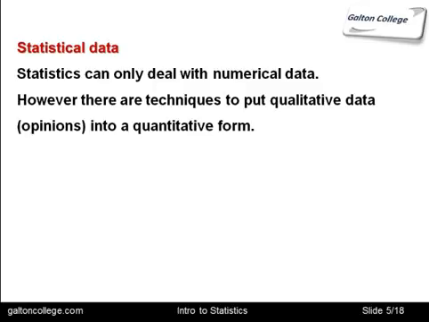Statistical data. Statistics can only deal with numerical data. However, there are techniques to put qualitative data or opinions into a quantitative form. Social scientists, psychologists and business practitioners have been very inventive and creative in thinking of ways in which opinions can be taken into account in some quantitative way and processed quantitatively. And obviously opinions are very important. To a large extent, it's opinions that drive the world.